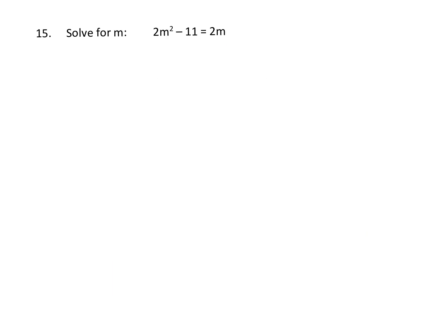All right, so number 15 asks us to solve for m. So in order to solve this, whenever we have an exponent involved, right, we want to get one side of the equation set equal to 0. So in order to do that, I'm going to just subtract this 2m right here from both sides of the equation, and that way we'll just have the right-hand side of the equation set equal to 0.